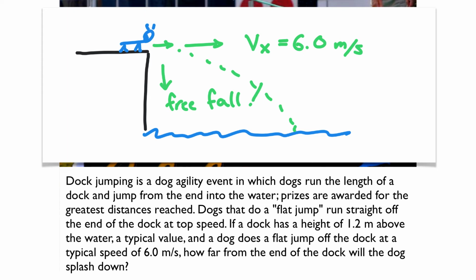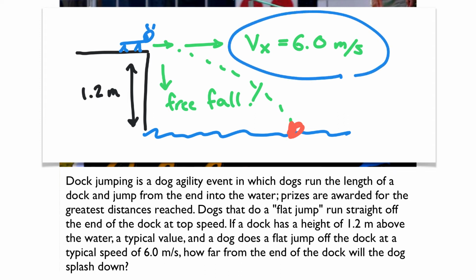So we're going to treat those two motions separately, but they are related, because the dog is free falling, and once the dog has fallen a distance of 1.2 meters, it's at the water. When the dog hits the water and we have splash down here, it stops moving horizontally. So we're going to figure out how much time it takes the dog to fall by 1.2 meters, and during that time the dog is moving horizontally at 6 meters per second. So we can figure out how far from the dock the dog splashes down.